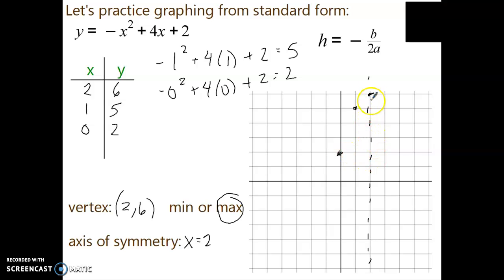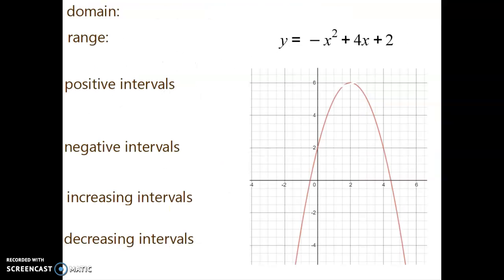Okay, now I'm going to use my symmetry. If this is the axis of symmetry and it cuts the parabola exactly in half, if I have a point 1 unit away this way, I should have a point 1 unit away that way. And if I have a point 2 units away over here, I should have a point 2 units away over here. And now all I need to do is connect the dots. So I'm going to start down here, draw up, connect the dots, arrows on both ends. So there is my parabola. All right, let's take a minute and analyze that parabola, and let's look at some of its features.